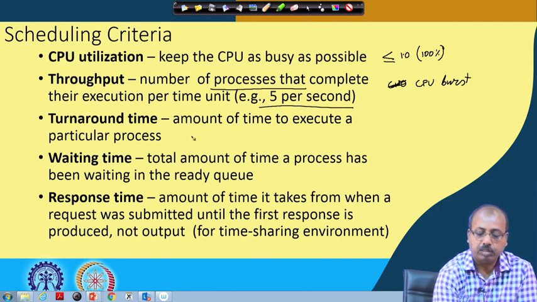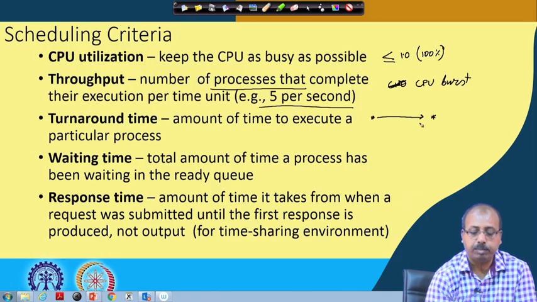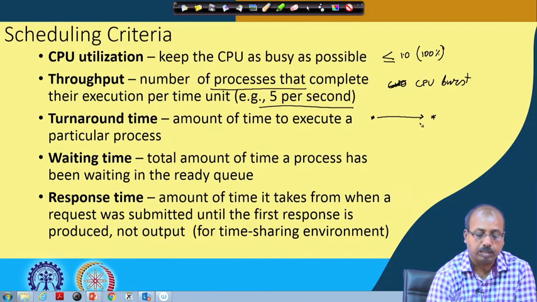Then the turnaround time. It is the amount of time to execute a particular process, from the submission of the job till the job completes. So, this is from the new state to the terminated state. What is the total time needed? That is the clock time, not the CPU time. The total time needed for a particular process is the turnaround time for that process.